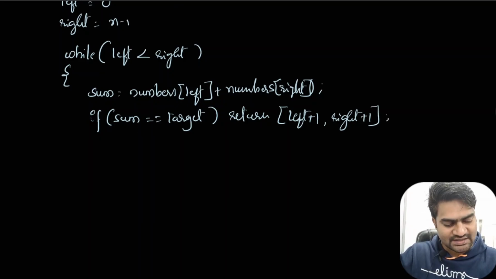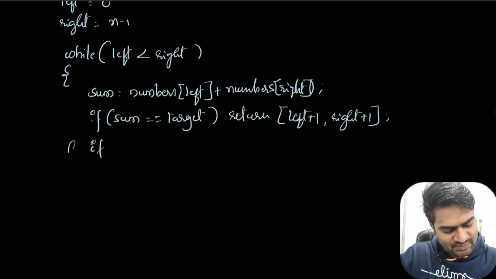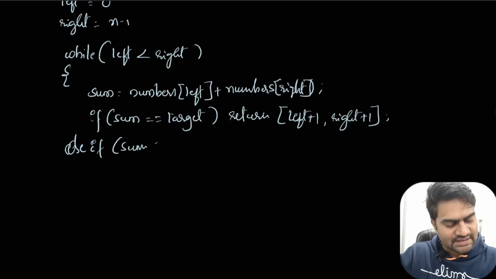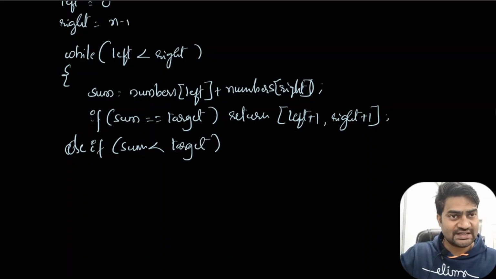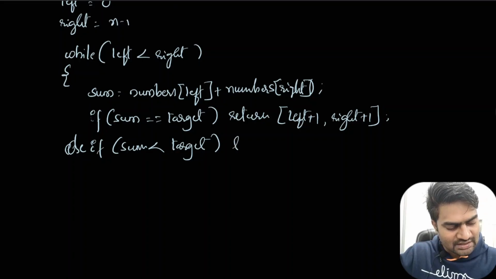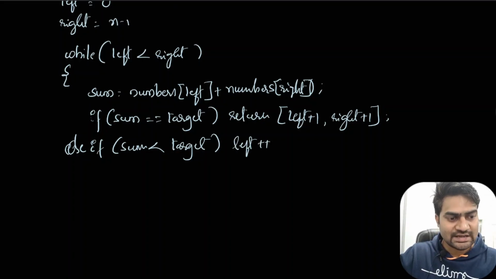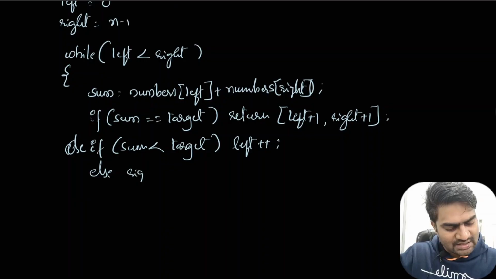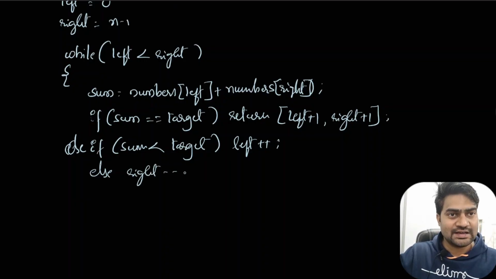If that is not the case, if sum is not equal to target, then we will have to check else if, maybe we can use else if sum is less than the target. If sum is less than the target, then what we will do, we will increment the left pointer by 1. If that is not the case, then sum will be more than the target. So I will use else, simply decrement the right pointer.